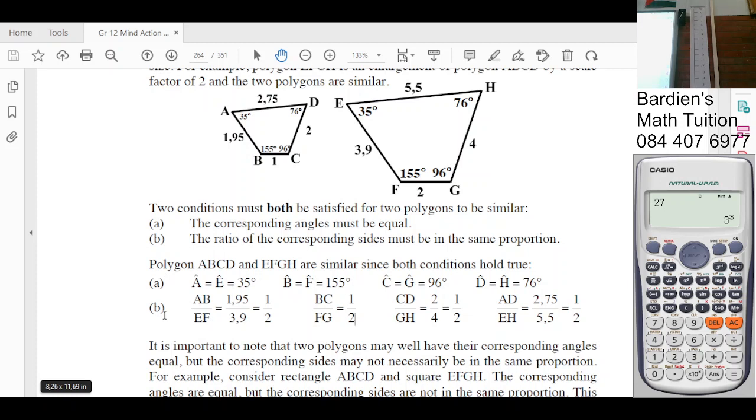Or we could have gone the other way around. 1,95 divided by 3,7 is half. And so on and so on. You all understand? Okay? So the condition is all the corresponding angles must be the same, and the corresponding sides must be in the same proportion. Okay?